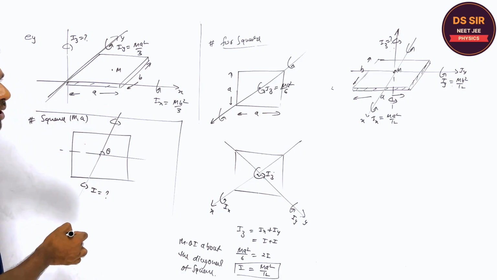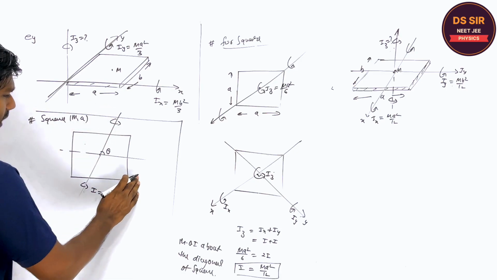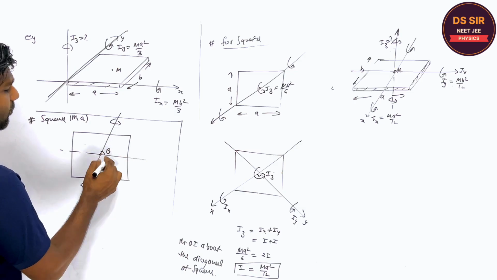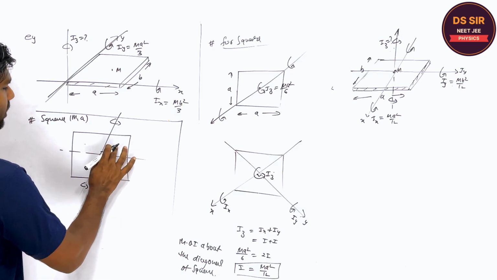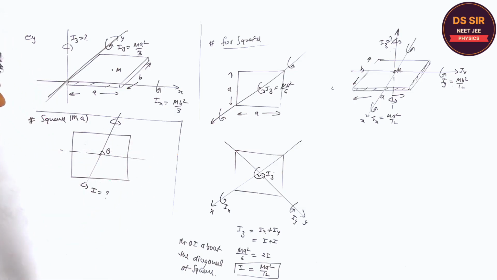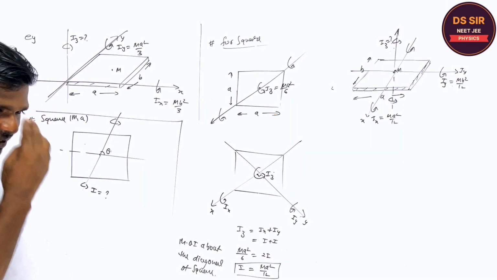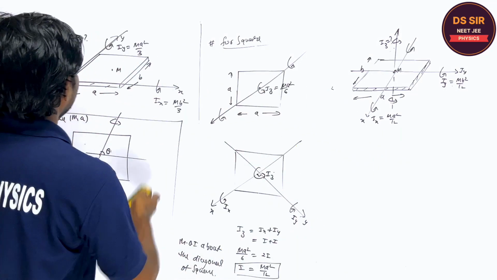Not perpendicular to the side of the square, rather at an angle theta. They may give the angle as 60 degrees or 30 degrees. So can you find this moment of inertia? Please try this, copy this. So we can solve this question. How to solve this question?